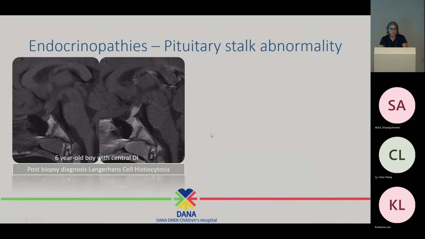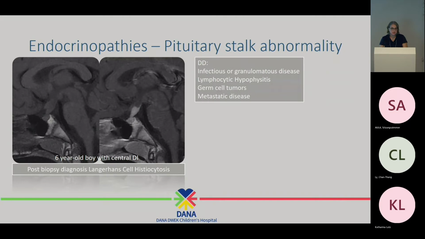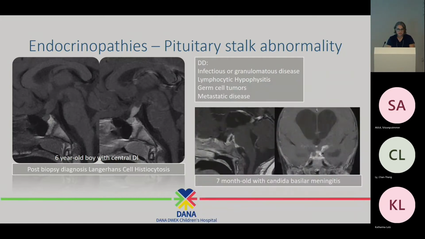For this type of pattern of abnormality on imaging, there is a differential diagnosis. This can be seen with infectious or granulomatous disease, like in this case of a 7-month-old with Candida basilar meningitis. We can see the thick and enhancing stalk, but also the enhancement goes along the basilar cistern, the prepontine here, and suprasellar along the blood vessels of the circle of Willis.